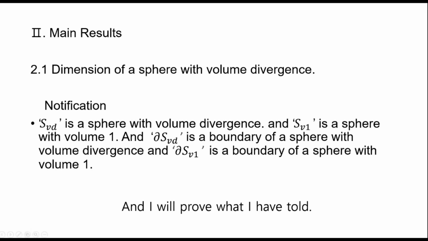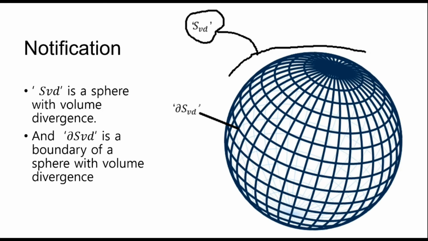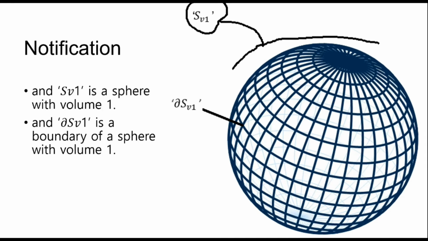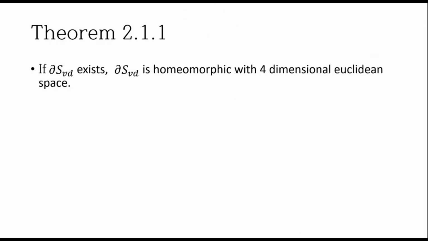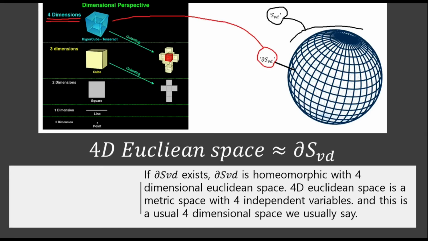Main result. The dimension of the boundary of a sphere with volume divergence is 4. Notation: S3D is a sphere with volume divergence, and DS3D is the boundary of a sphere with volume divergence. And S31 is a sphere with volume 1, and DS31 is the boundary of a sphere with volume 1. If DS3D exists, DS3D is homeomorphic to 4-dimensional Euclidean space.